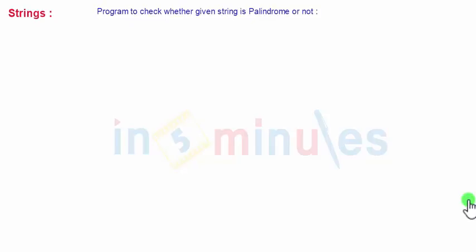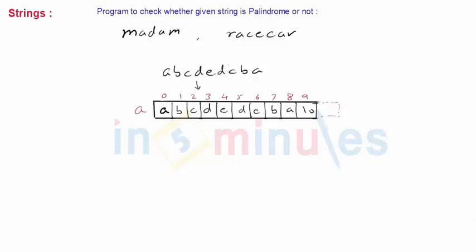Firstly, what is a palindrome? A palindrome is a string that reads the same from the first to the last character or from the last to the first character. The sequence of characters is the same, that is, the spelling is the same. See, the string madam is a palindrome, and the string racecar is a palindrome, because the spelling from first to last or last to first character is the same.